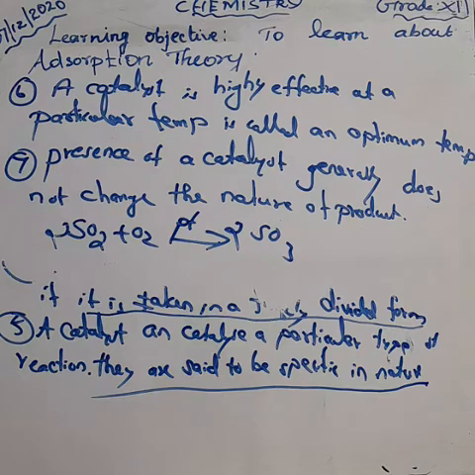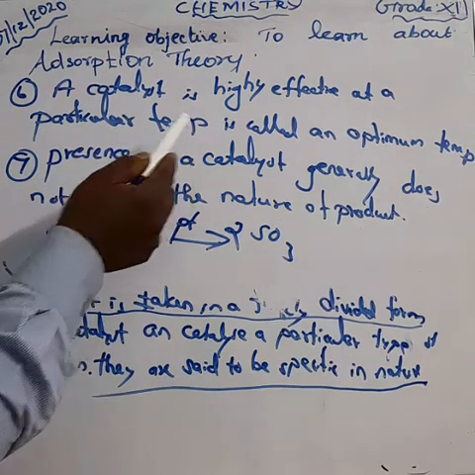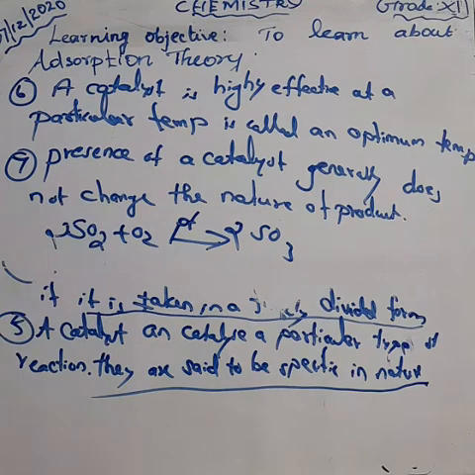What is the next point? A catalyst is highly effective at a particular temperature, which is called an optimum temperature. Which temperature? An optimum temperature. The presence of catalyst generally does not change the nature of product. Okay? The presence of catalyst generally does not change the nature of product.